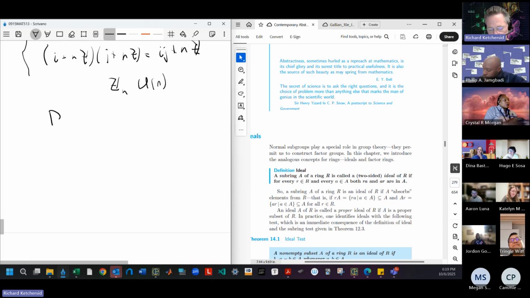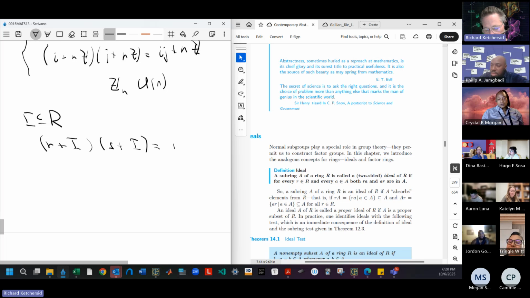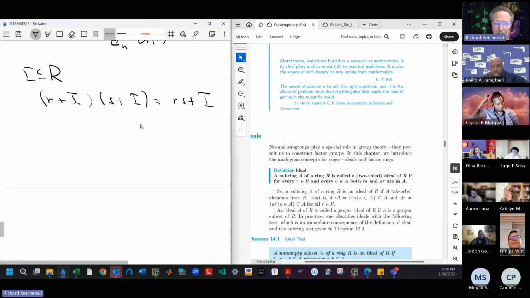So in general, I've got R, and I a subset of R. All I know so far is that I is a subgroup. That's all I've done so far, the subgroup part. But now I want to define (R plus I)(S plus I) to equal RS plus I, and I want this to be a good definition. What does good mean? I'm trying to get you to tell me what good means, like I'm trying to extract it from you. What do I need to have happen here to make this work out so that it makes sense?